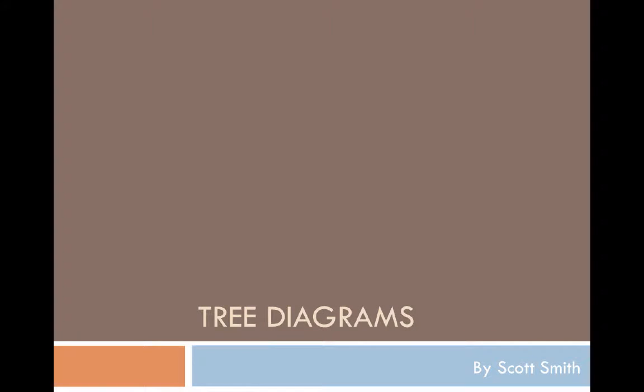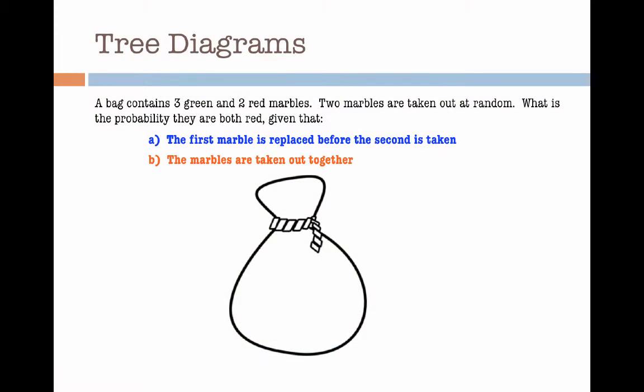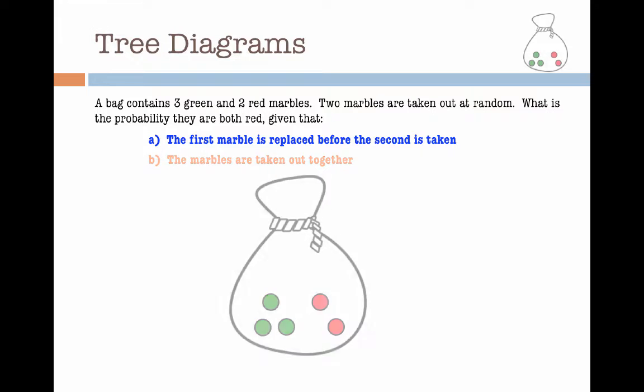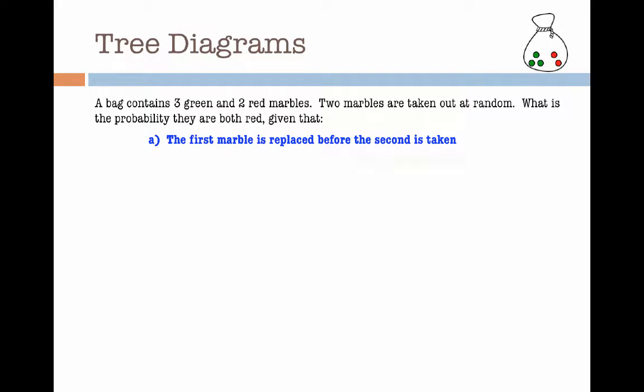Hi, let's solve some problems using tree diagrams. A bag contains 3 green and 2 red marbles. 2 marbles are taken out at random. What is the probability they are both red, given that the first marble is replaced before the second is taken, or the marbles are taken out together? Let's try the first one.